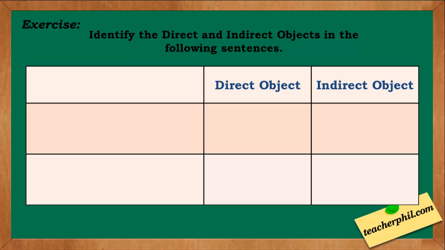For our exercise, identify the direct and indirect objects in the following sentences. The first one, he offered her some coffee. What is the direct object in this sentence? The answer is coffee. How about the indirect object? The pronoun her.